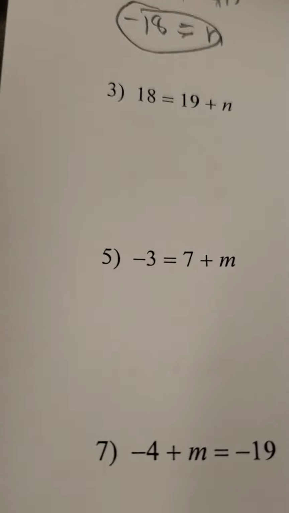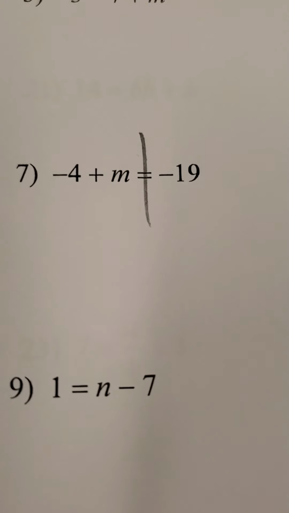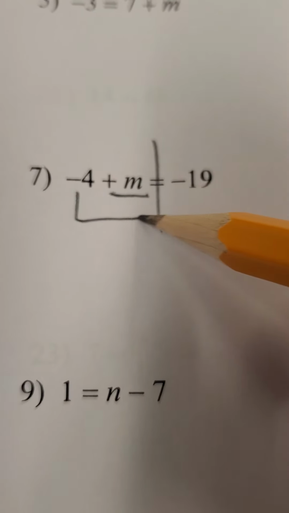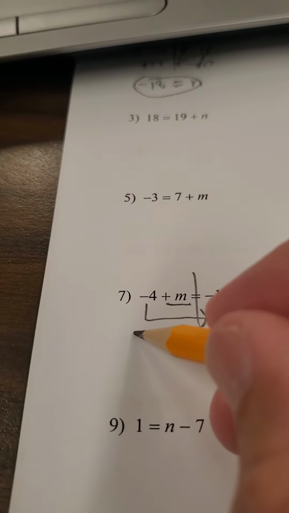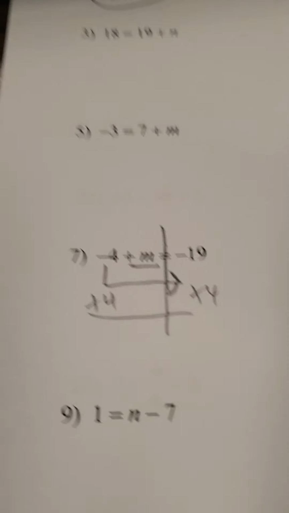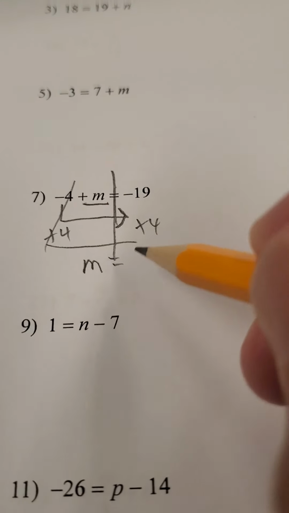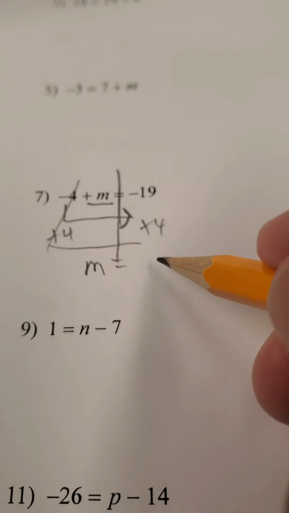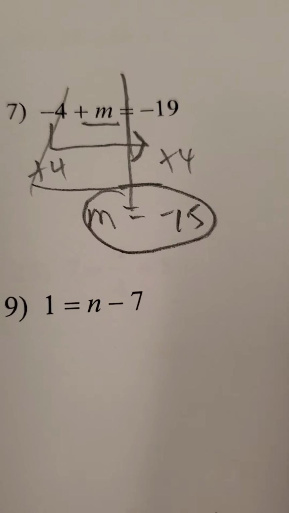These are little one-steppers. I'm going to skip down to this one where the variable's on the left. There's my variable term. I need to move this term to the other side, or get rid of it. The way you get rid of a negative 4 and make it disappear is by adding 4. Whatever you do to one side, you need to do to the other. That becomes 0, and we have an m on this side. Now we have positive and negative numbers that fight each other, and you're going to get negative 15.